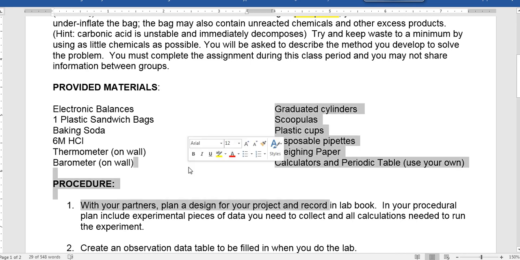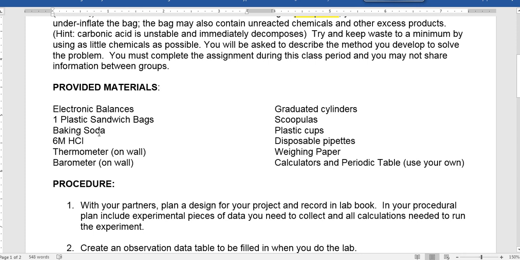You're going to get all of this equipment that's right here. Baking soda, 6 molar hydrochloric acid, plastic cups, and disposable pipettes. Whatever you need that's not here, just ask me for within reason. Things to keep in mind when you're designing your procedure. Safety concerns. Discuss the hydrochloric acid in your lab write-up. Limiting and excess reactants. You want to make sure that hydrochloric acid is the limiting reactant. You base all of your stoichiometric math off of that. You also need to figure out what the volume of your bag is, so that should be a step in there. How are you going to figure out the volume of your bag so that you do the right stoichiometry?